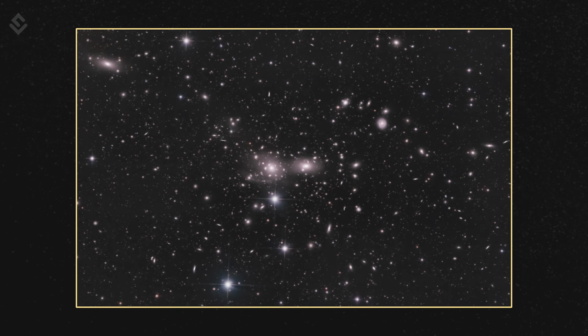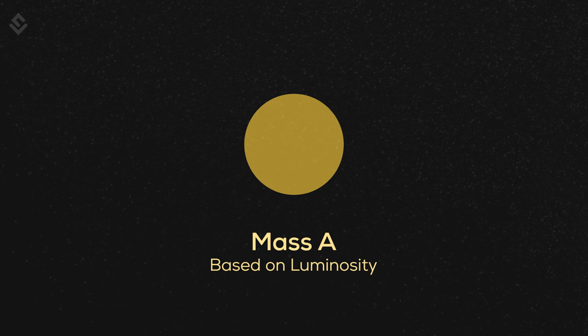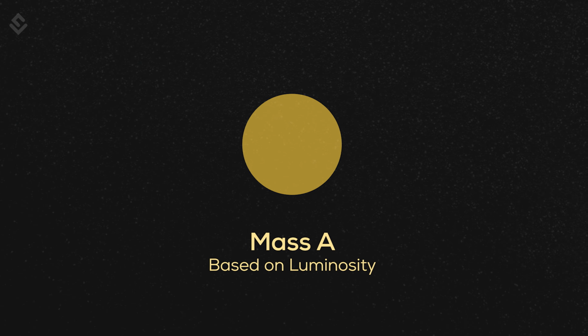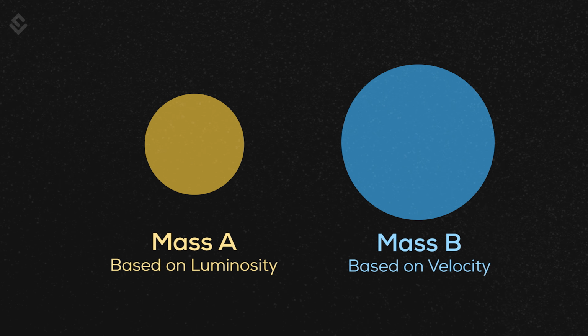Now, Zwicky was a smart guy because he performed both the calculations. He calculated the mass based on the motion of the bodies on the outer edge of the galaxies and also on the basis of the luminosities of the visible galaxies and stars. Now, interestingly, the numbers did not match. The mass calculated based on the values of brightness was much lower than the mass calculated based on velocity.